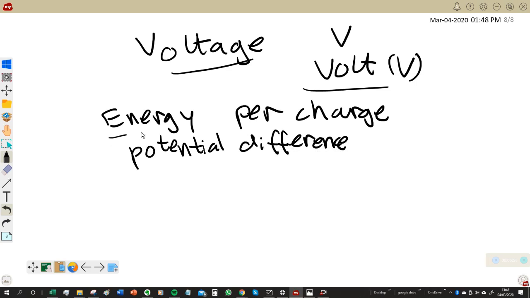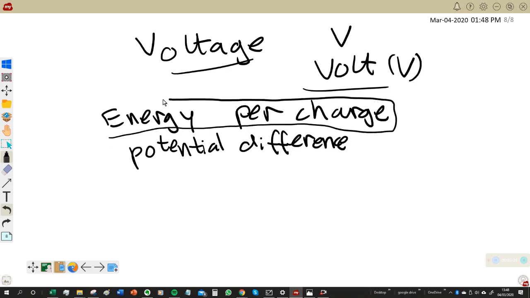I'm just going to draw a box around that main definition there. The energy per charge. So also called a potential difference. Why is it called a potential difference? Because between point A and point B, the electrons may have a difference in energy, a difference in energy per charge.